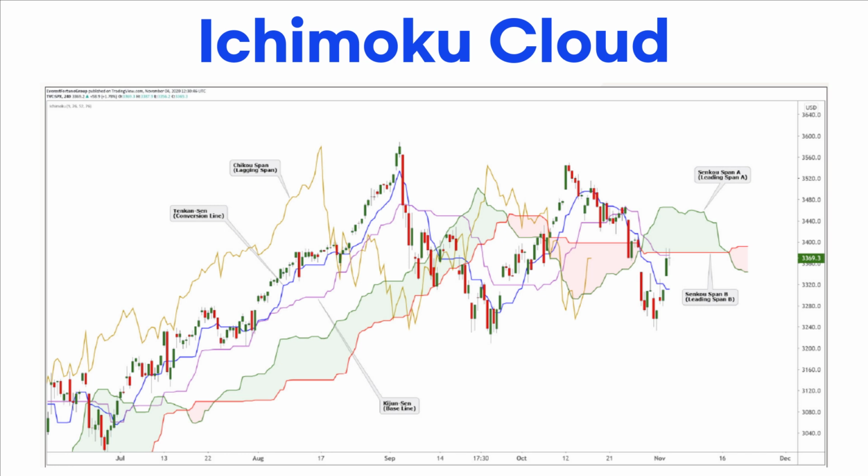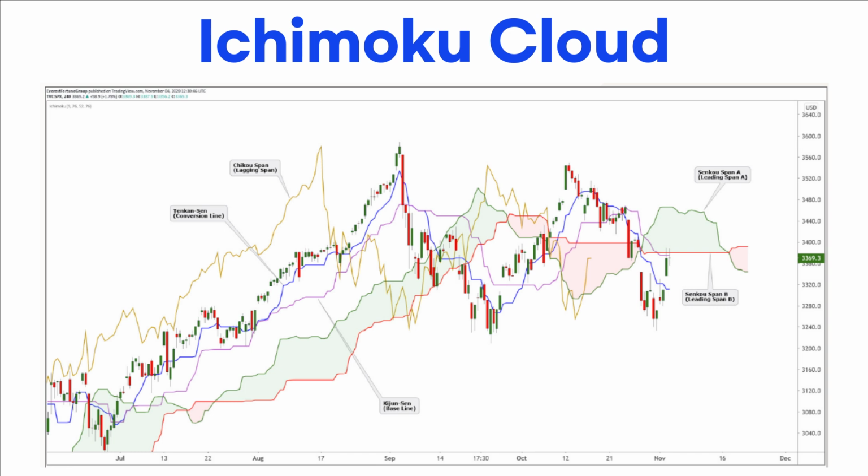The Ichimoku Cloud, also known as Kinko Hyo, helps traders to identify potential support and resistance zones. The name is loosely translated from Japanese to mean "at a glance," meaning traders would be able to determine the trend and direction of the market at a glance.